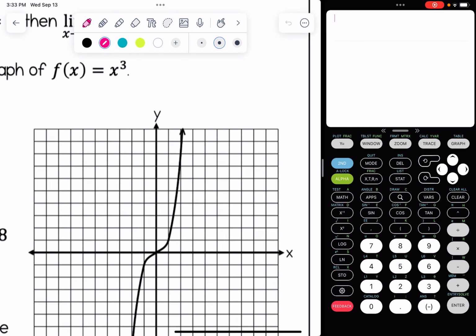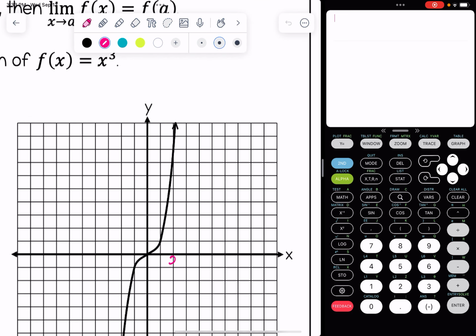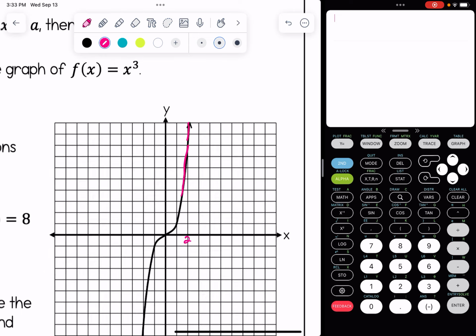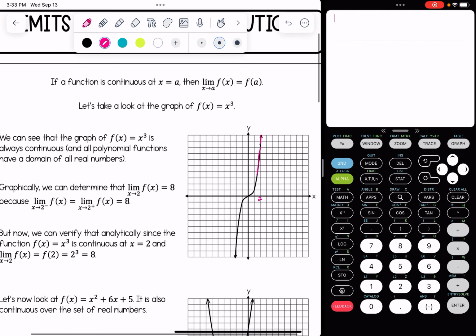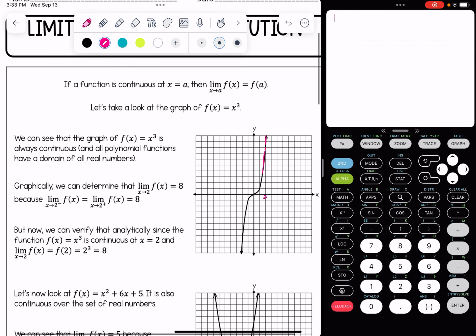So let's examine that here. At 2, we can see from the left, we're approaching the y value of 8. From the right, we're approaching the y value of 8. Therefore, that limit is, in fact, 8. But now we can verify that by doing direct substitution. Since we have this function x cubed, and we now know that the limit as x approaches 2 of f of x is equal to f of 2, if we plug 2 into that function, we will get 2 cubed, or 8.